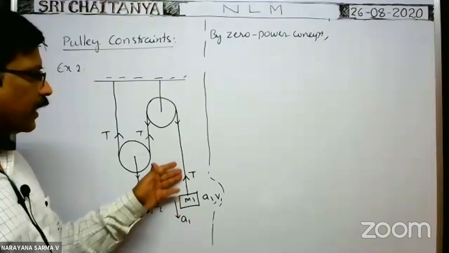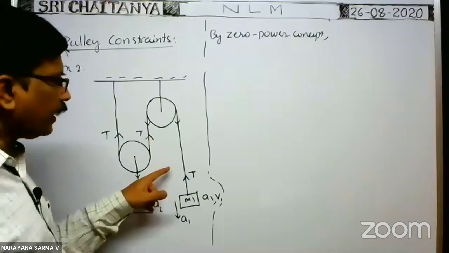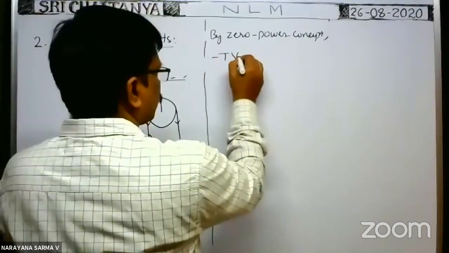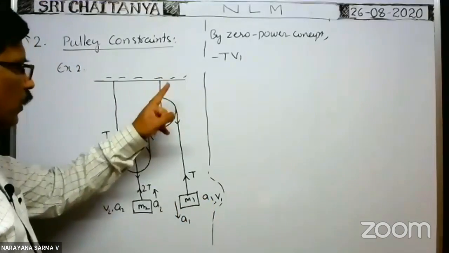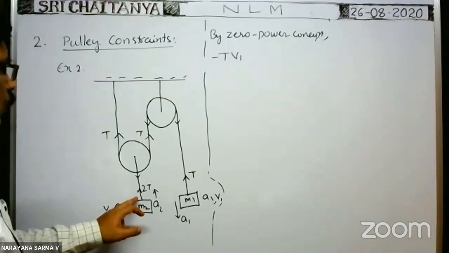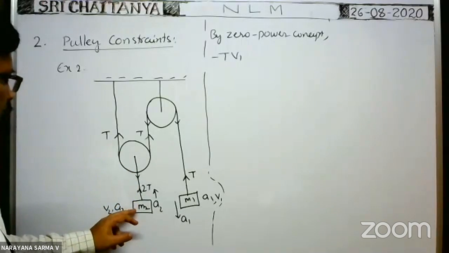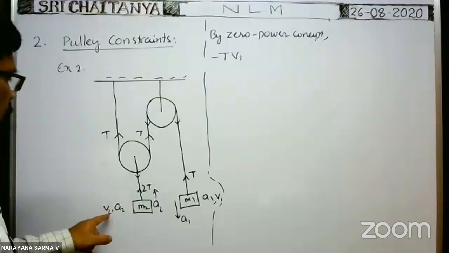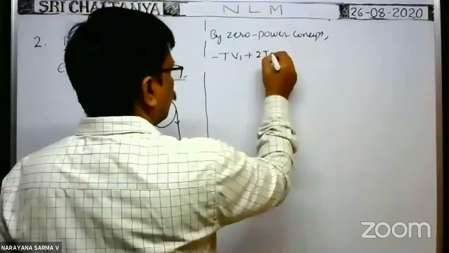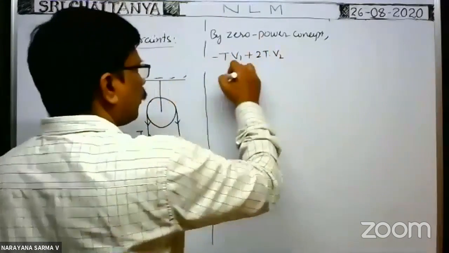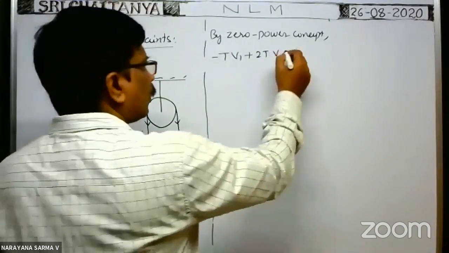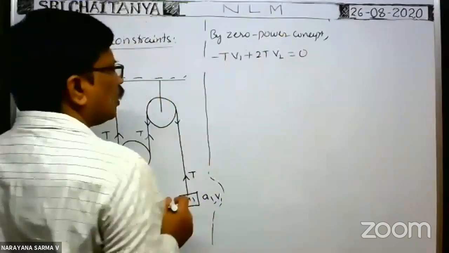The tension is upwards, that's why we have to write minus T into v1. That is the power consumed by this tension in moving the block with velocity v1. For this, 2T acts upwards and the body also moves upwards with v2. That's why plus 2T into v2. This is the total power consumed by all the tensions on the blocks in moving them, and it is equal to 0 according to the zero power concept.